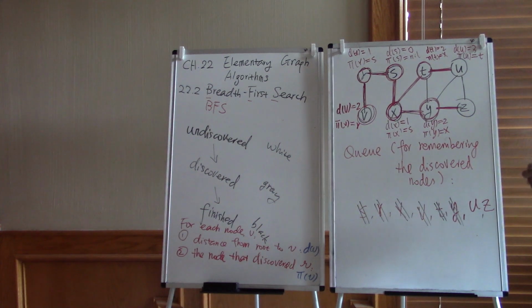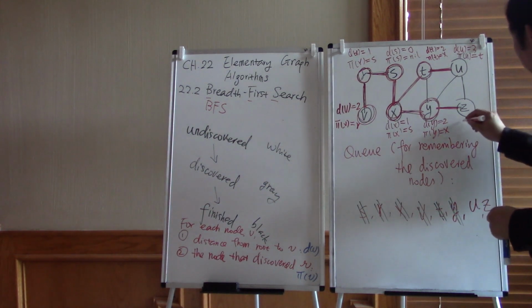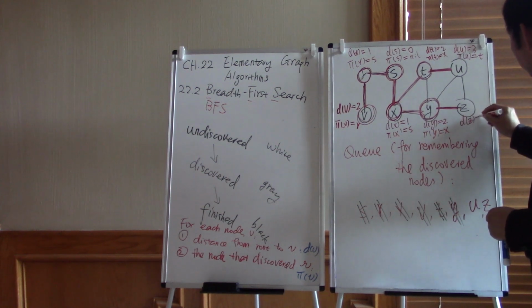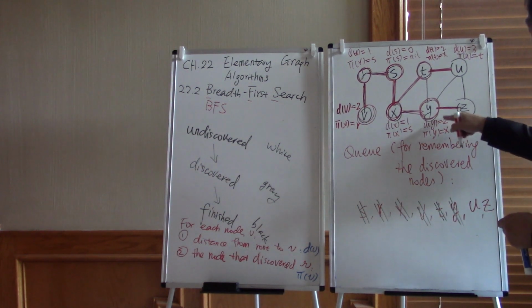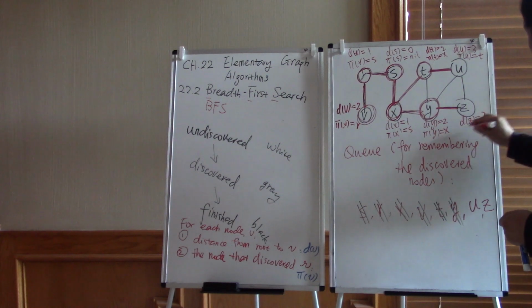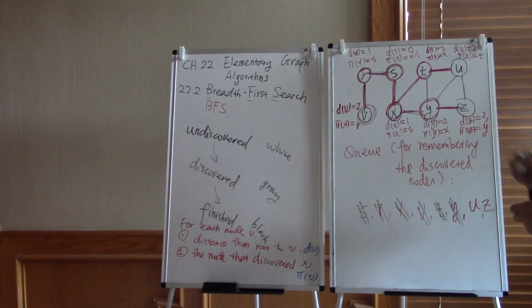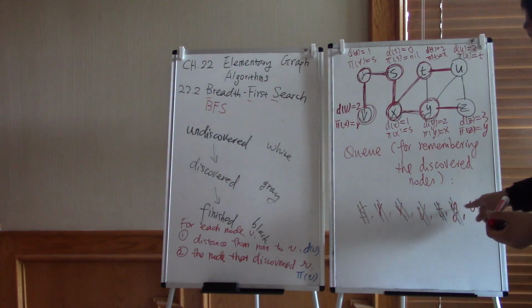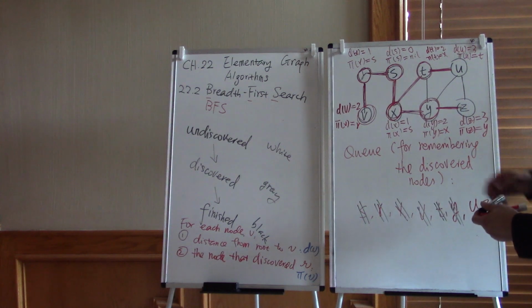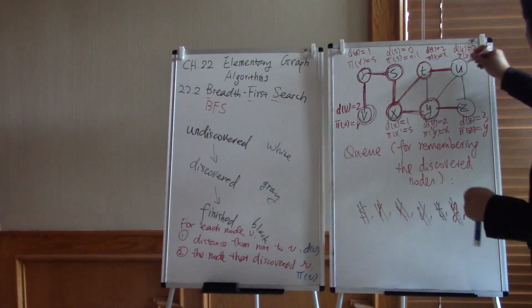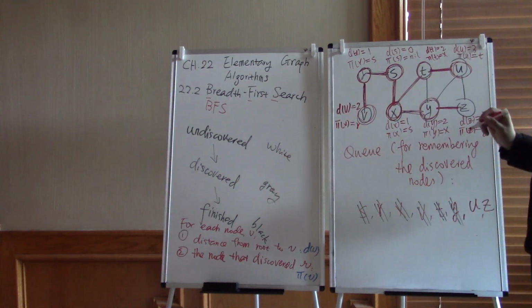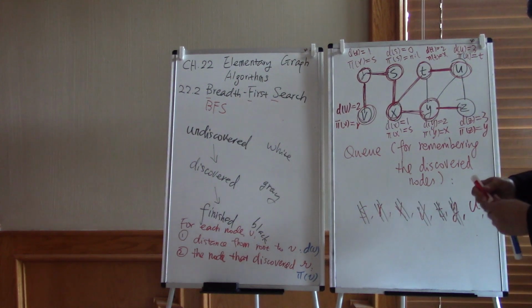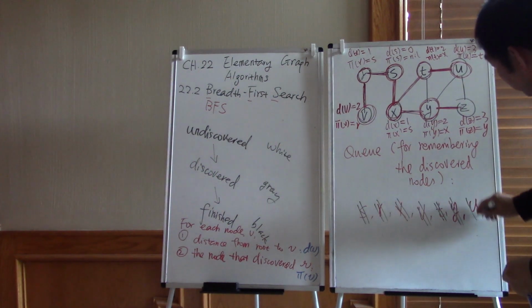Okay, by the way, D of Z should be how much? D of Y is 2, plus 1 is 3. And pi of Z is just Y, right? It came from Y. Okay, so now the first node in the queue will be U. So let's take a look at U. From U, can we discover any new neighbor? We cannot. So therefore, U is finished. And we get rid of U.